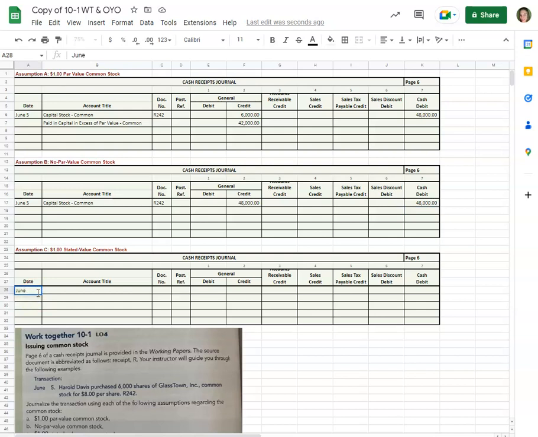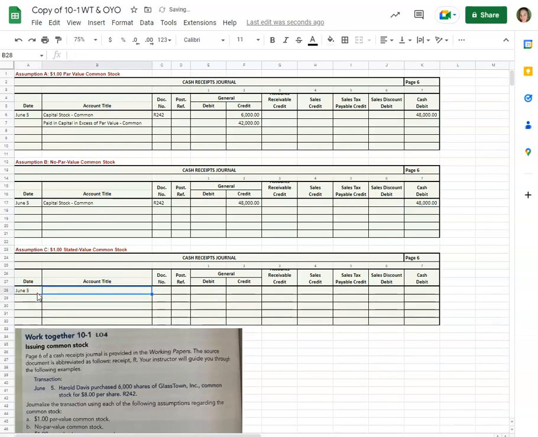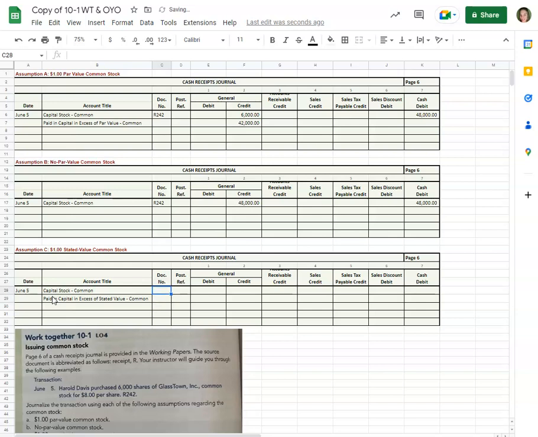Same day, this is just a different assumption. And this time it's going to be capital stock common. Remember, stated values are treated very much the same as par value. So it's going to be very similar to our first entry, right? Capital stock common, and then paid in capital in excess of stated value common. Okay, same receipt number.